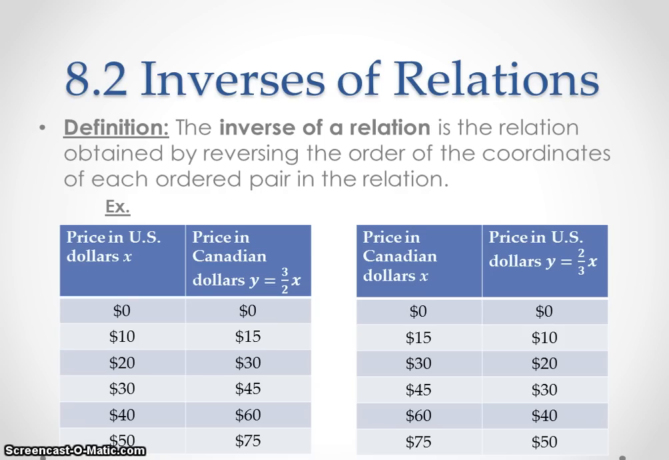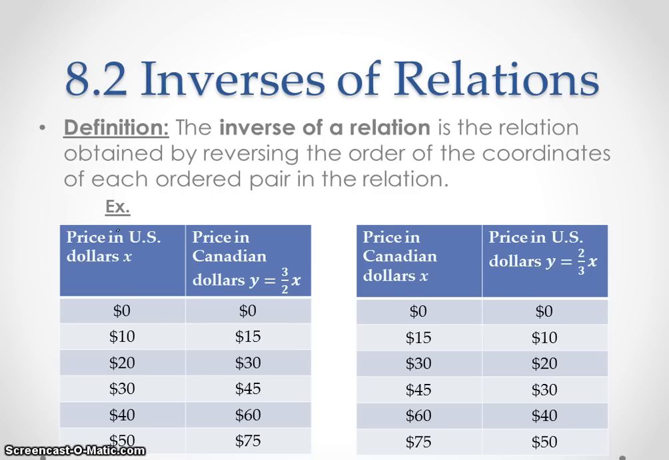First, get down your definition. The inverse of a relation is the relation obtained by reversing the order of the coordinates of each ordered pair in the relation. Essentially, we're changing our inputs for outputs and our outputs for inputs. That's what we call an inverse. A really helpful example of these is when you're converting money.